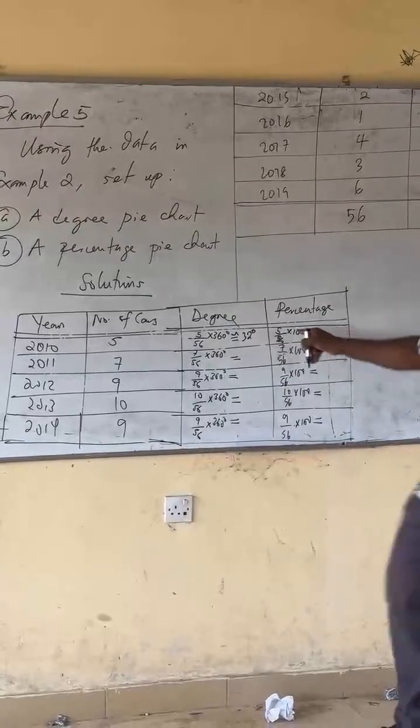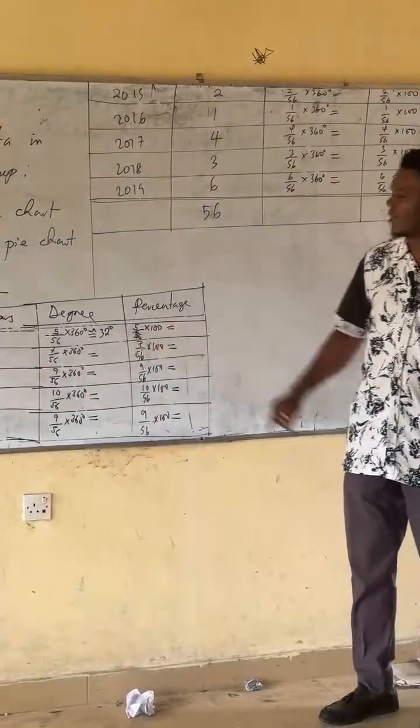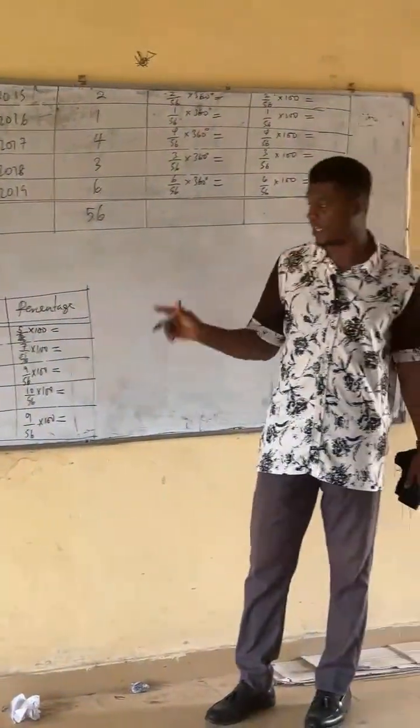Now, do the next one. What of this one? How are you doing it? Have you done this one? 5 over 56. 5 times 100 divided by 56. That's 500 divided by 56. What will you get?